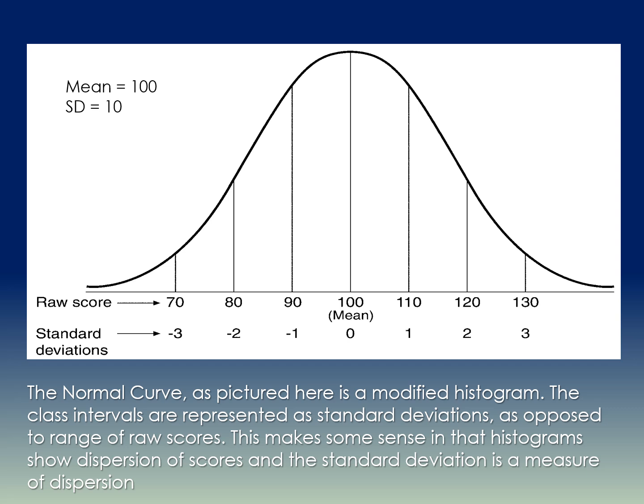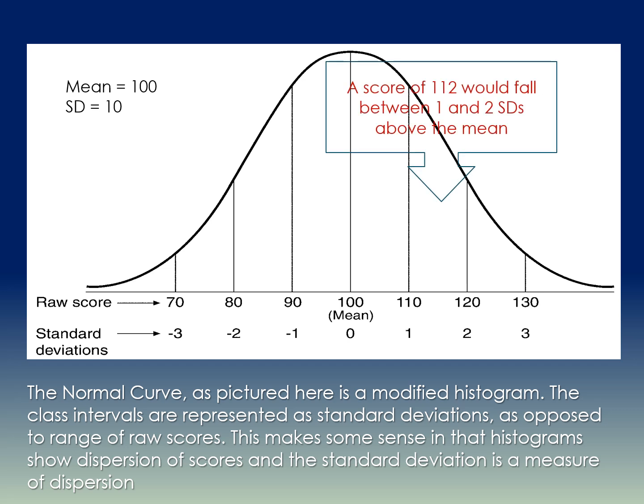And so this is how this goes. We're not going to see raw units anymore. All we're going to see are standard deviations. Now, the other thing too is a score of 112 would be an example of some score that falls between 1 and 2 standard deviation units above the mean.